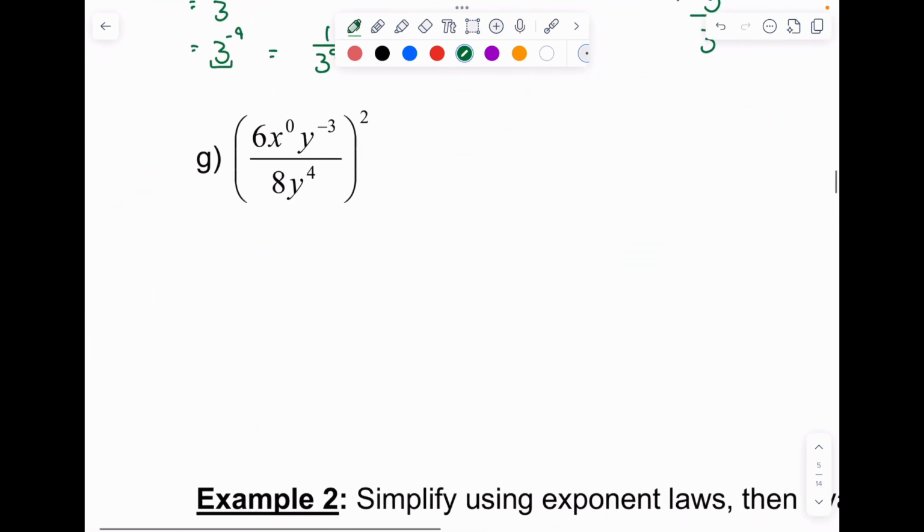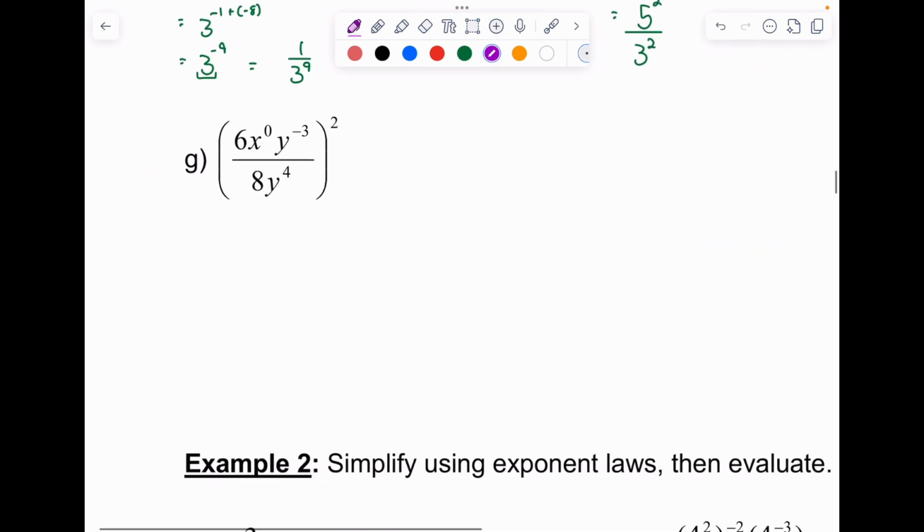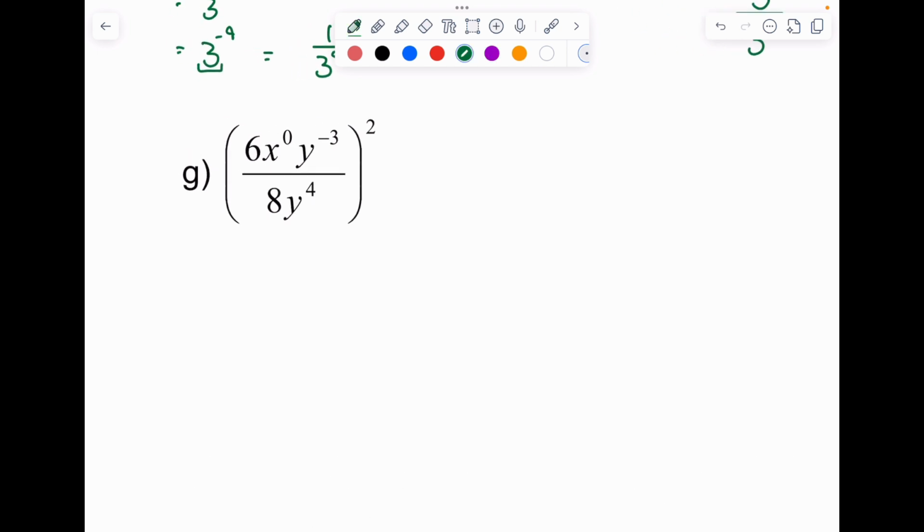Okay. So, G. Oh, did I miss one? F, G? Nope, into G. Well, we have a power on the far outside there. So we're going to take that 2, and we're going to put it to the power of this, this, and this. All right, and also on the bottom, that 4 right there. So let's do it in steps, okay? Let's do it in steps.